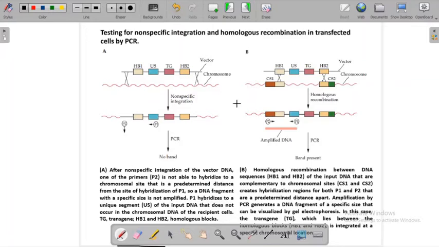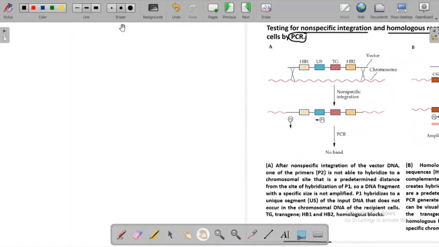I hope so. Now here we are going to see the testing for non-specific interaction and homologous recombination in the transfected cells with the help of the PCR technique. You all know what PCR is. This is the DNA fragment that we need to amplify, and for that, what is necessary? To amplify the DNA fragment, we need primers.